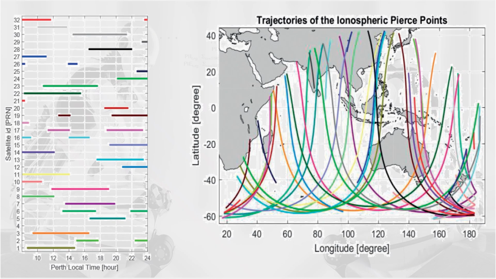While satellites revolve around the Earth, not all of them are visible simultaneously to the small-scale regional network. For example, in the case of the city of Perth, Western Australia, the visibility of 32 satellites over time is shown in the left panel of the figure. The right panel shows the trajectories of the ionospheric pierce points in the single ionospheric layer that are formed by line-of-sight paths between the receiver and the satellite.